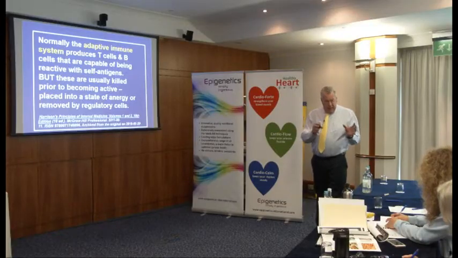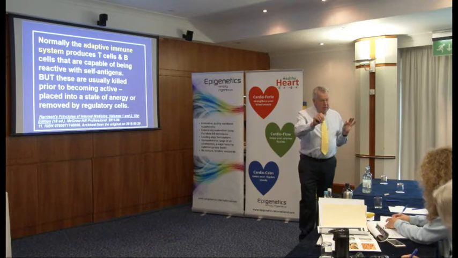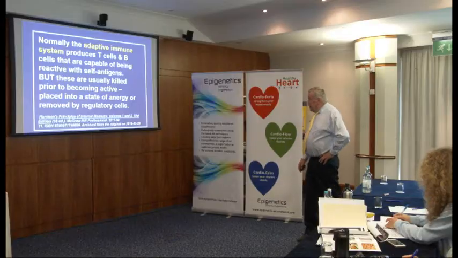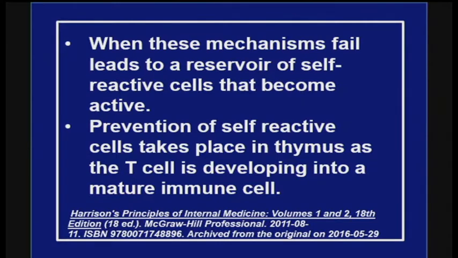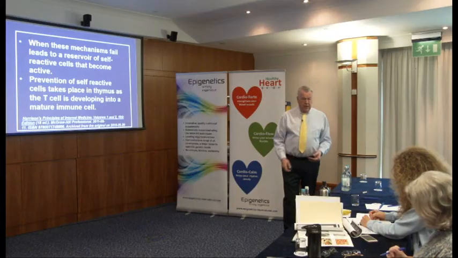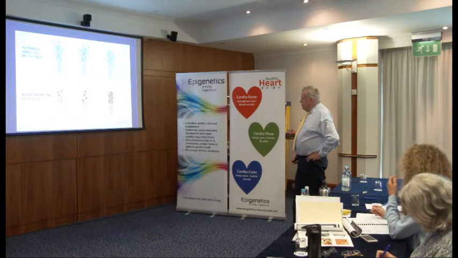And then you get this molecular mimicry, where the immune system thinks that that is a foreign invader because it has a similar chain of amino acids and starts to attack that. So that could be one of the reasons why this occurs. So when these mechanisms fail, it leads to a reservoir of self-reactive cells that become active. Prevention of self-reactive cells takes place in the thymus as the T cell is developing into a mature immune cell. So this brings us back to that extract from Wally Smith's book, that the thymus is involved here very much with the adaptive immune system and problems.